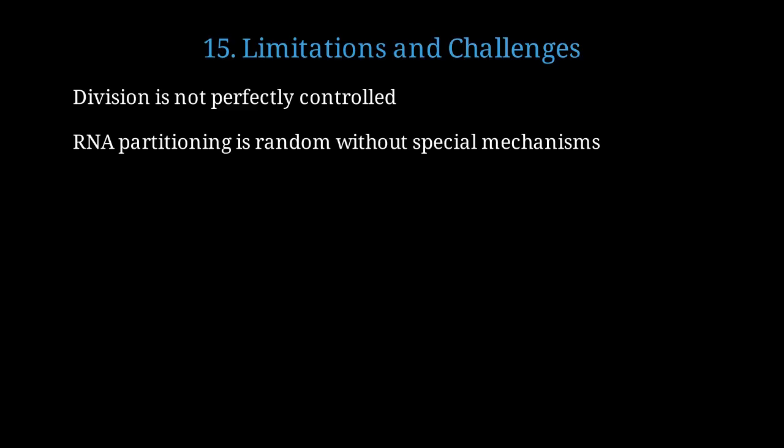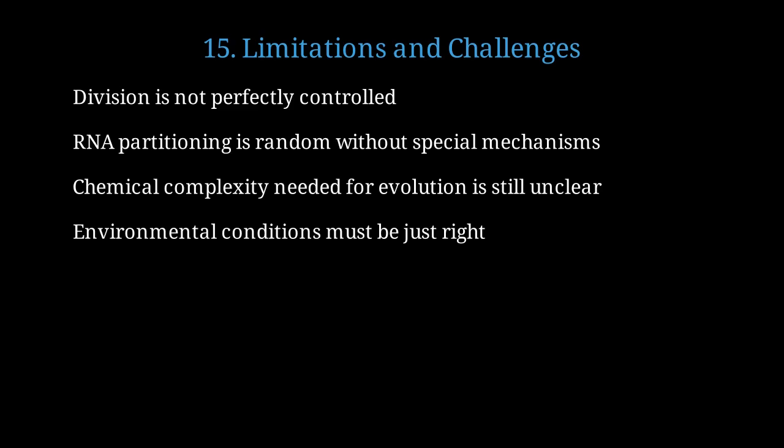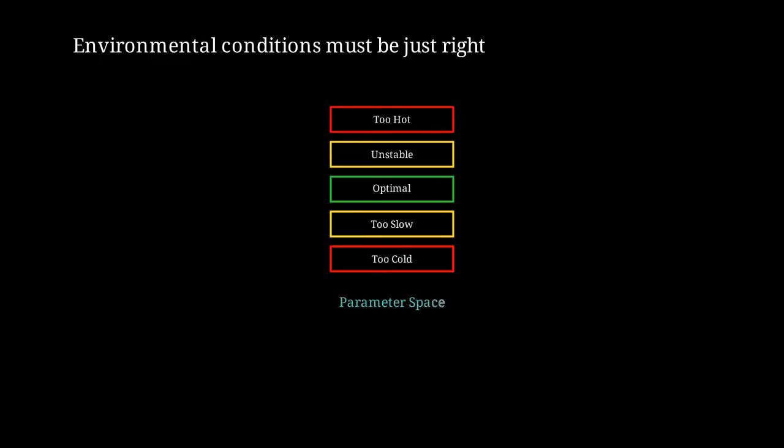Let's be honest about the limitations and challenges of this model. Division in these systems is not perfectly controlled like in modern cells. RNA partitioning between daughters is random without sophisticated mechanisms. The minimum chemical complexity needed for meaningful evolution is still unclear. Environmental conditions must be just right, including pH, temperature, and ionic strength. There's a narrow optimal parameter space where conditions are just right for protocell growth and division.